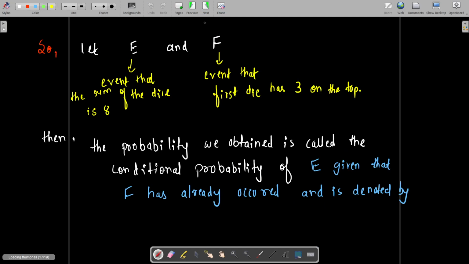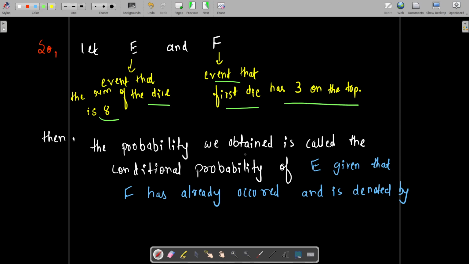Now moving ahead, let's say we have a generalized case. So let's say we have two events, E and F. So what is event E? Event E is that the sum of dice is 8. It's the same example again. And what F says is that the first die has 3 on the top.